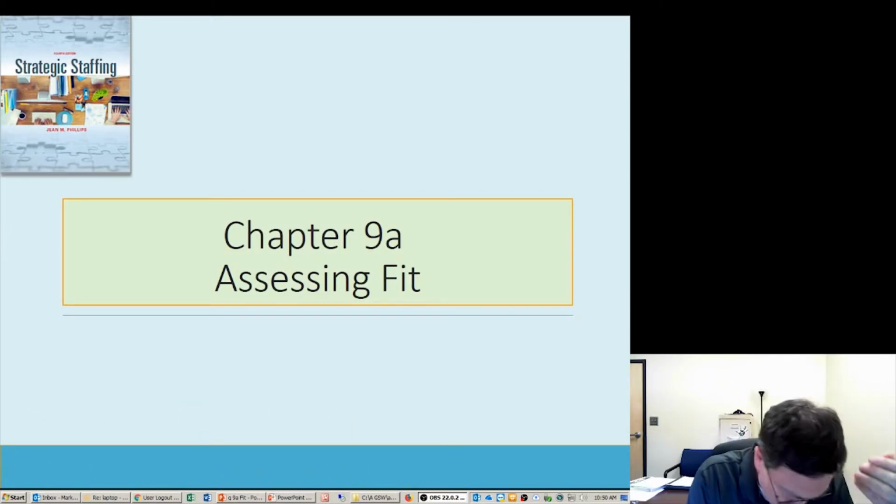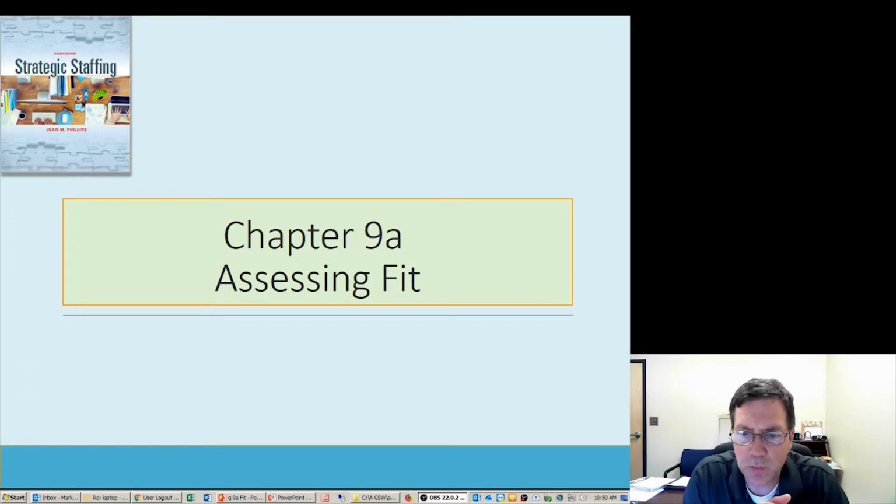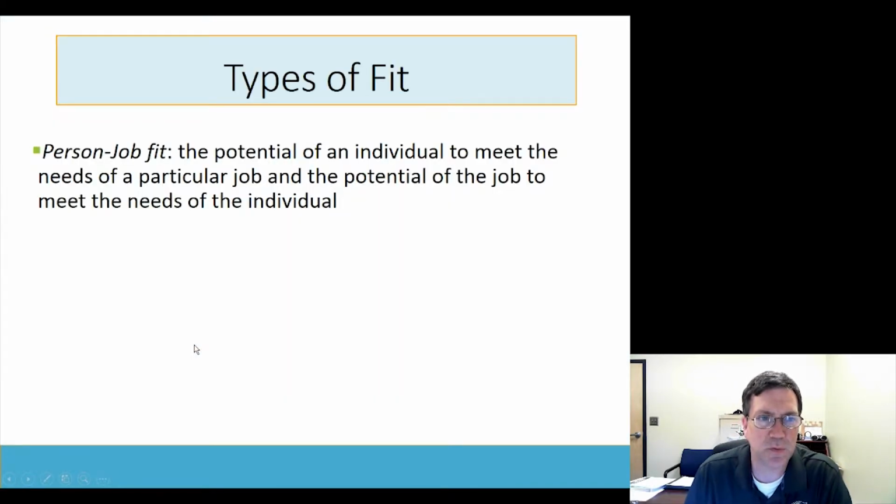What does that mean? What does it look like? How do we know it when we see it? And how do we project whether it's going to occur or not? So let's get into some types of fit to start with. And the first type that we'll talk about is person-job fit.